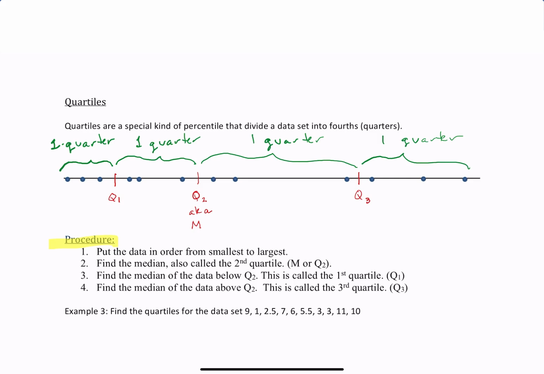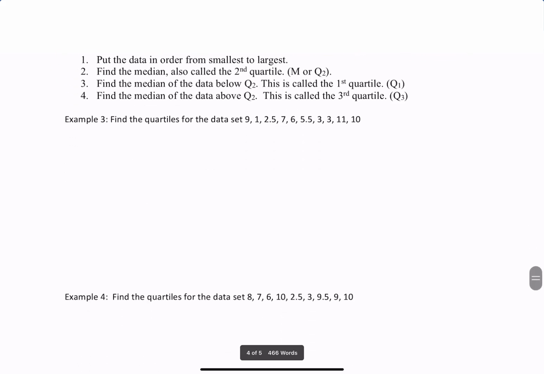Once we've found the median, which we can call M or Q2, next, we're going to find the median of the data below Q2. So we look below Q2, below the median, and we find the median of that half of the data, and that's our Q1. Then we look on the other side of the median. We find the median of that half of the data set, and that gives us Q3. Let's do an example with actual numbers now. So let's find the quartiles for this data set.